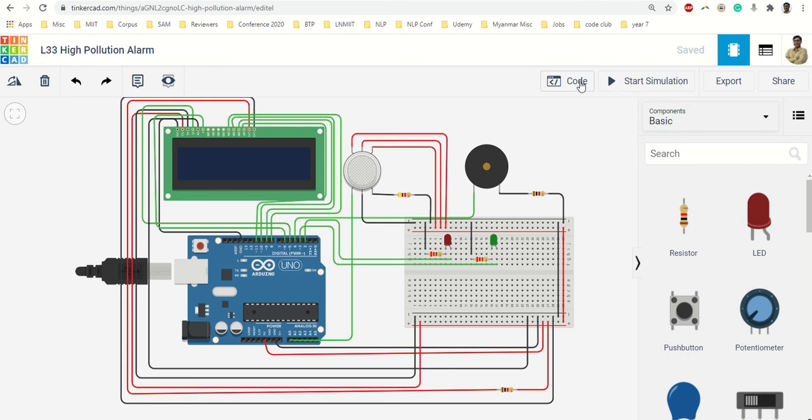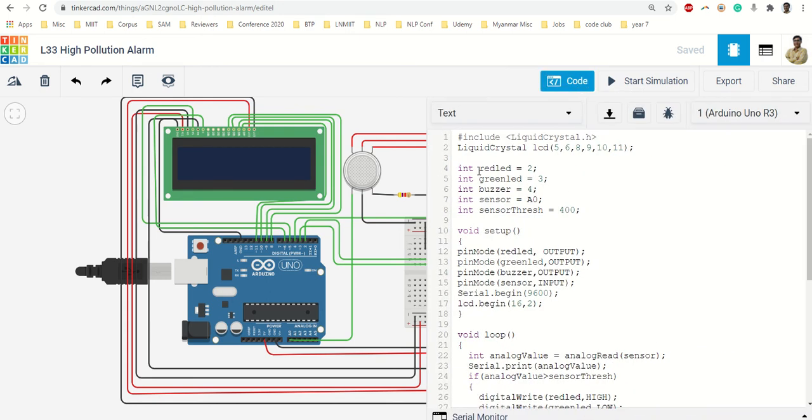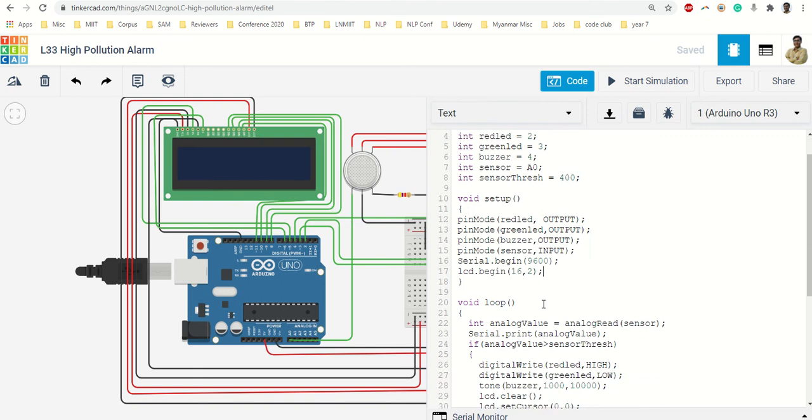So when we come to the coding part, I have defined two variables. One is for the red LED, one is for the green LED. They are connected at pin numbers 2 and 3. My buzzer is at pin number 4. The gas sensor, as I explained, is at A0, and I have put some threshold, 400, that you can set according to your application. For each pin, we have to set the pin mode, which one is output, which one is input. So the sensor pin is input, all other three are output, and my LCD size is 16 by 2.